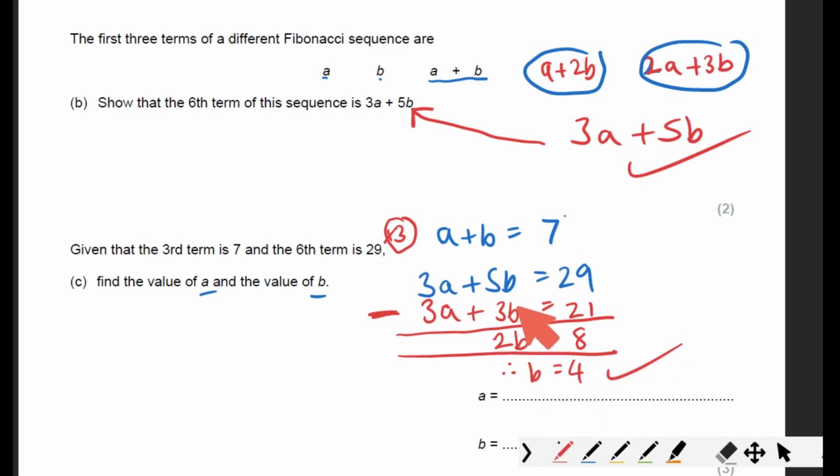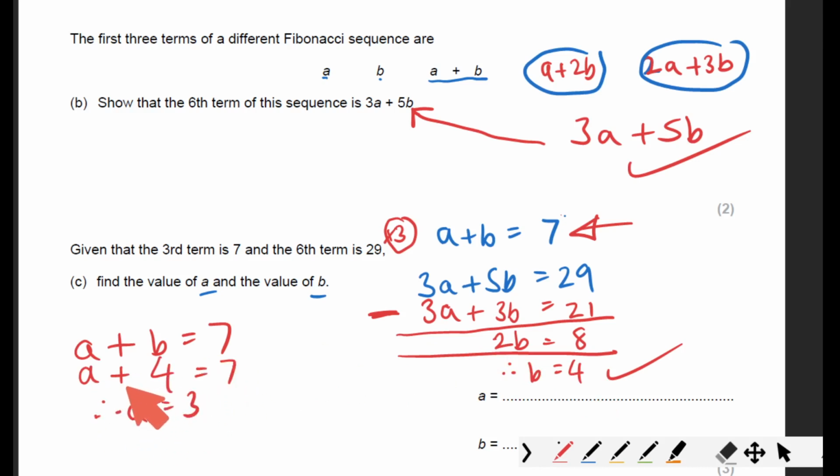I've got one of the letters now. Now I need to find the other letter, the a. I think choosing this one is the easiest. You could choose any one of those equations, but the top one looks easier. A, I don't know what it is, but I'm going to find out. But b, I already know, b is equal to 4. Therefore, a is equal to 3, because 3 plus 4 makes 7. So I've got b equal to 4 and a equal to 3. I've got both the letters now.